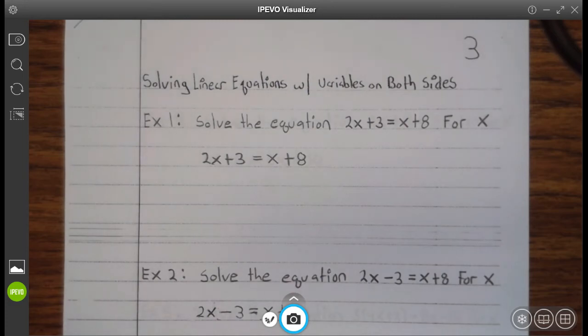Today we're going to journal page 3, solving linear equations with variables on both sides. Example 1, solve the equation 2x plus 3 equals x plus 8 for x.